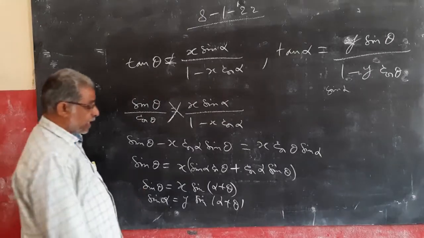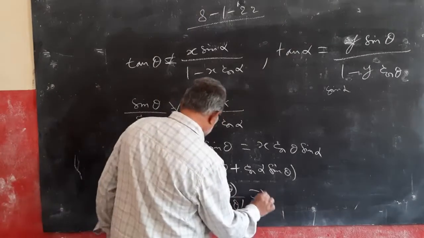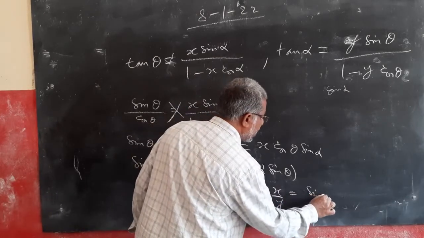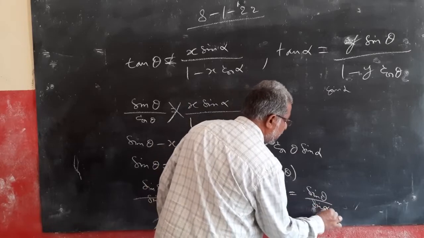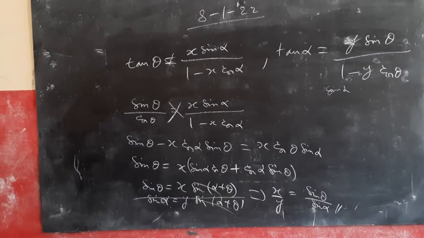So by dividing 1 and 2, what do I get? These two get cancelled. So finally x by y, the final result, is sin theta by sin alpha. So sin theta by sin alpha, first option: x by y is equal to sin theta by sin alpha. So like this, we can solve the equation. Next one.